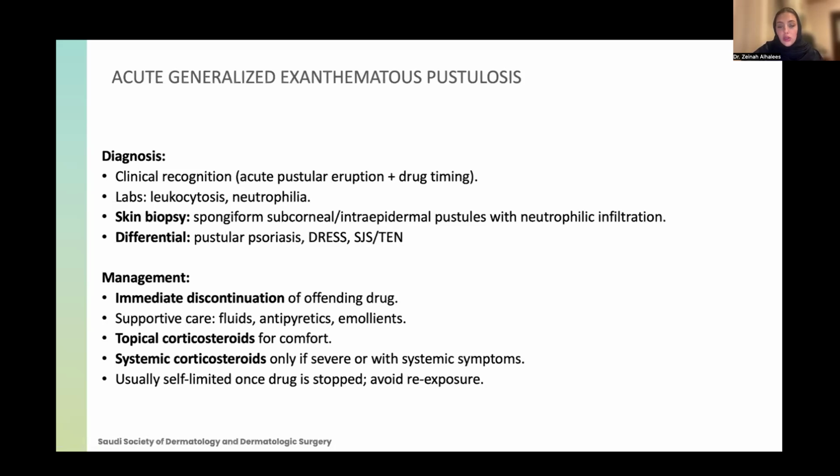And this is a question I always ask my residents when they are rotating or with me in clinic. So how do you differentiate AGEP from psoriasis on skin biopsy? Do you guys want to throw a few in the chat? Just give me 2 or 3 differences between them. And this is actually a very important exam question. Good. So you see more eosinophils with AGEP. Excellent.